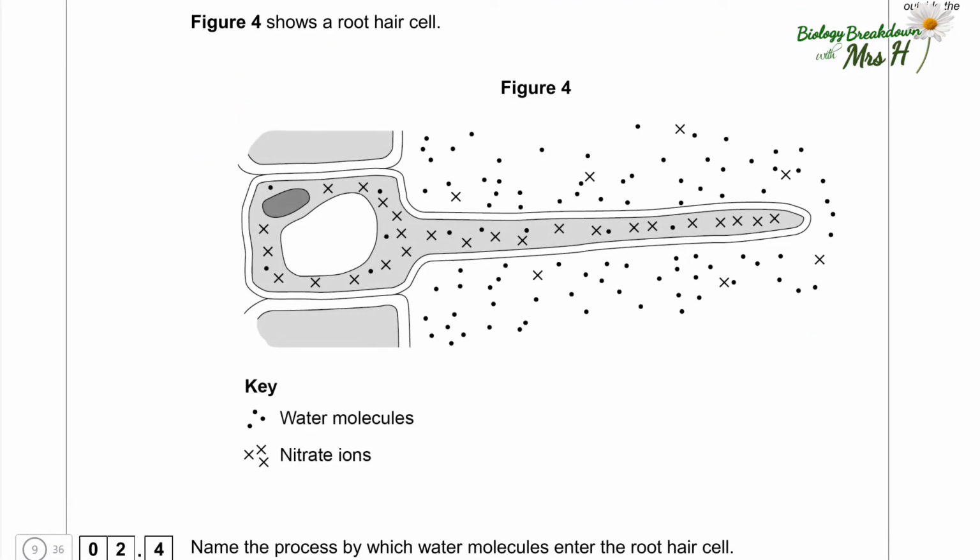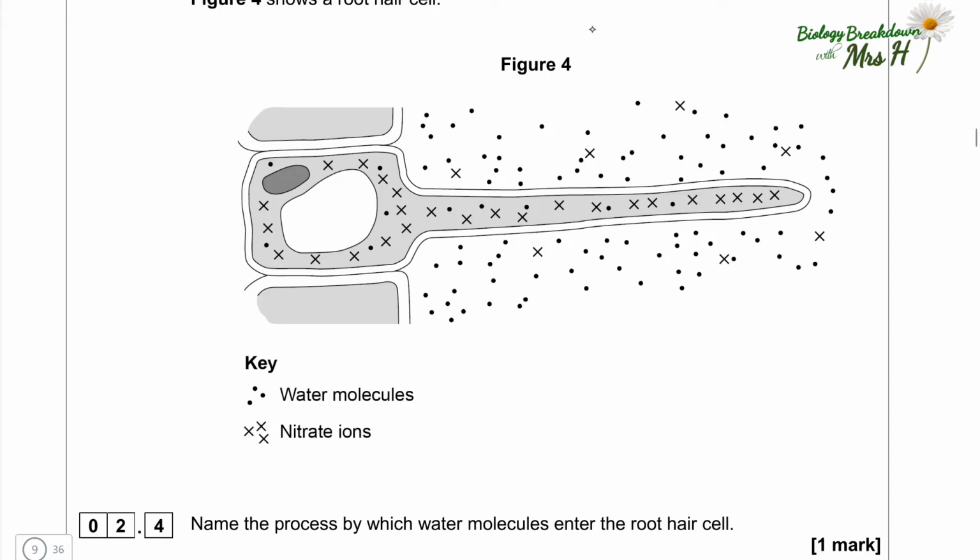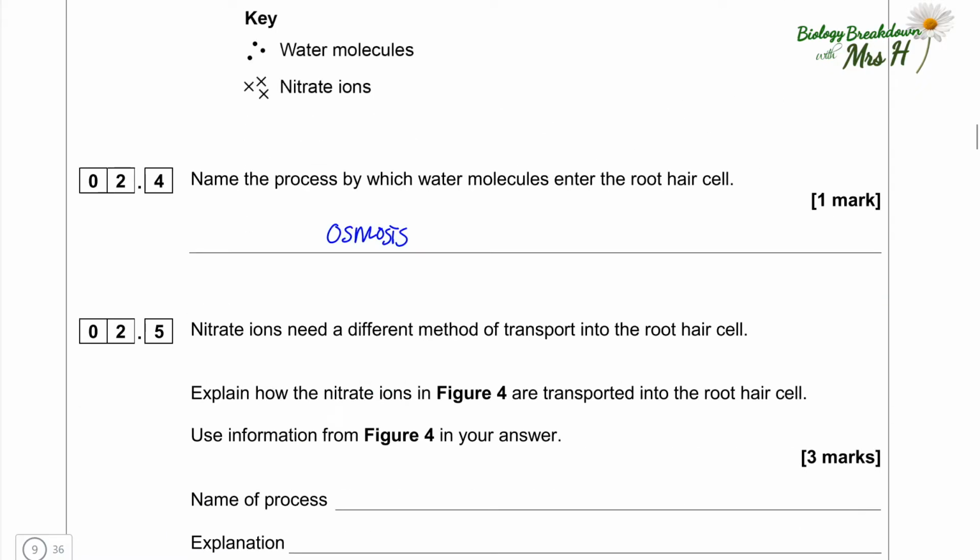Figure 4 shows a root hair cell. Name the process by which water molecules enter the root hair cell. We know that water molecules will only move by osmosis, from a high water concentration to a low water concentration through a partially permeable membrane. Nitrate ions need a different method of transport into the root hair cell. Explain how the nitrate ions in figure 4 are transported into the root hair cell. Use information from figure 4 in your answer.